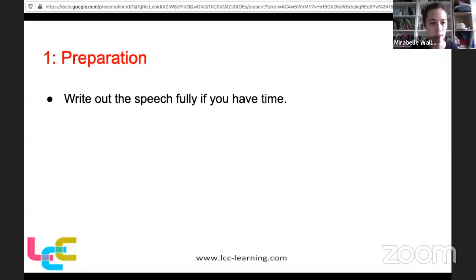Great. So write out the speech fully if you have time. I think this is a really important thing to do, because it stops you from adding any extra words, any filler, any hesitations, anything superfluous, anything unnecessary. You can cut out of your speech just by writing it all out in full, if you've got the time to do that.